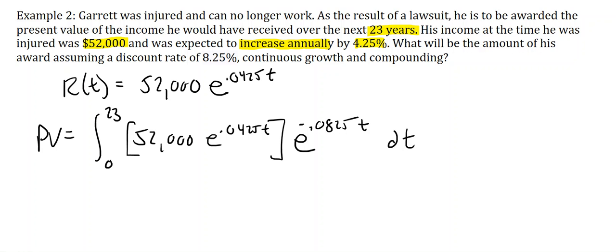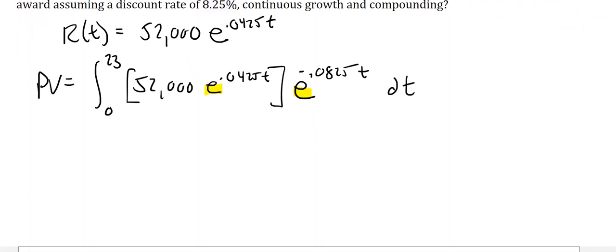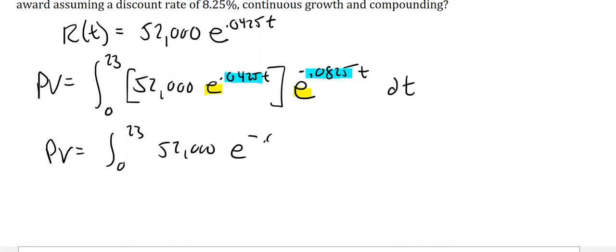So we have 2 exponentials here. All we need to do is combine them by adding the exponents. We're going to add 0.0425 and negative 0.0825. And so we will have our integral from 0 to 23 of 52,000 e to the, a positive 0.0425 and a negative 0.0825 looks like it would be a negative 0.04 t, dt.